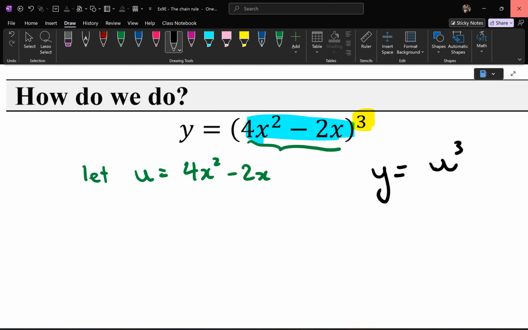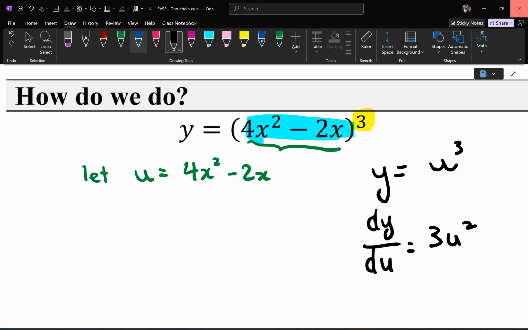What's nice is now that I've got y in terms of u, when I find the derivative, this is dy with respect, not to x anymore, but this is with respect to u. This one, like Xavier said before, we do know what the derivative of u cubed is. It's just like find the derivative of x cubed. That should give you 3u squared.